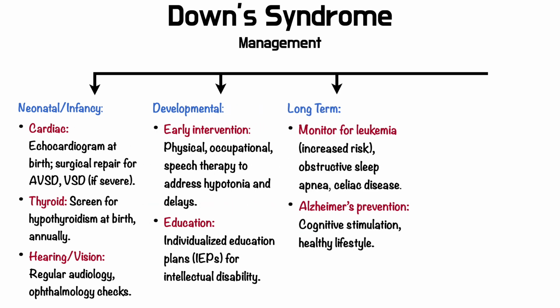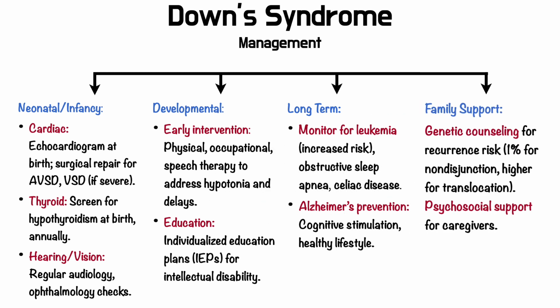And then for long-term care, you have to monitor for leukemia, which carries increased risk, obstructive sleep apnea, and celiac disease. For Alzheimer's prevention, you have to do cognitive stimulation and a healthy lifestyle. The last one is family support: genetic counseling for the recurrence rate, since recurrence can happen. It is 1% for non-disjunction, and higher for translocation, and psychosocial support should be given to caregivers.